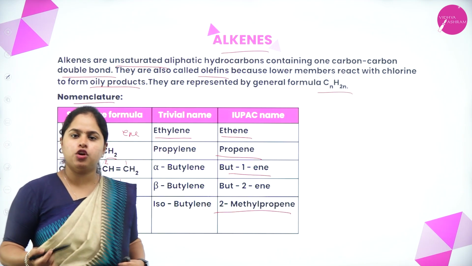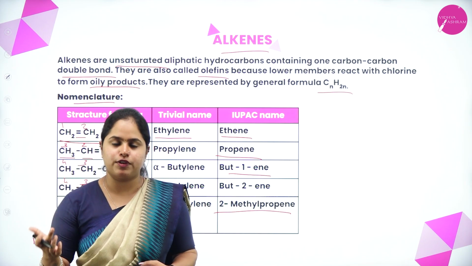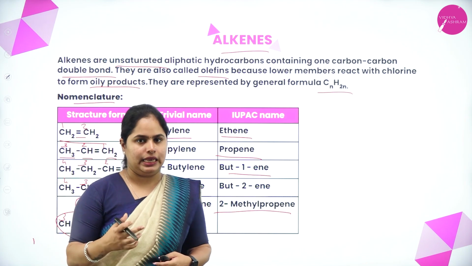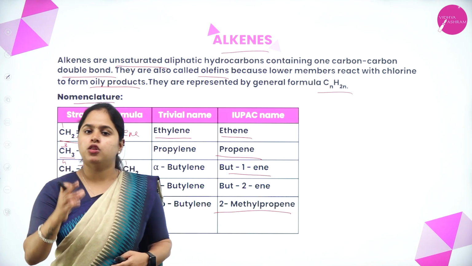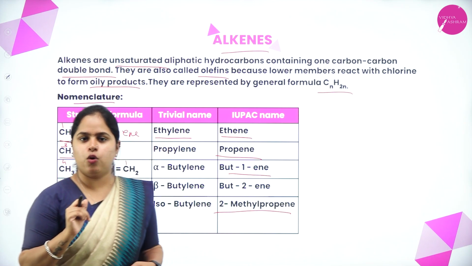So this nomenclature you have already covered. You just have to remember the root word plus the suffix should be used. The suffix will be ene. And if there are any branches present, the name of the branch with its position should be written as the prefix. I hope it is clear.